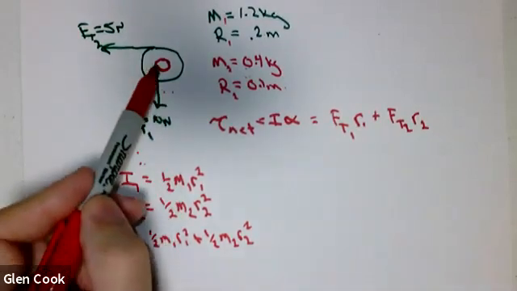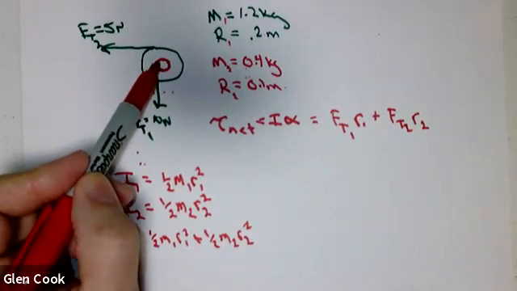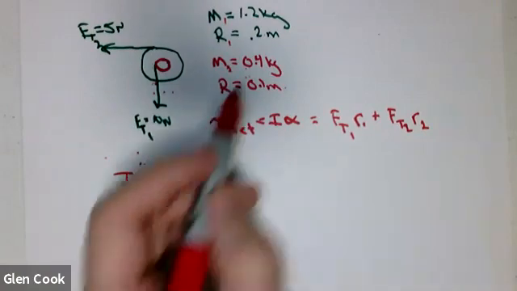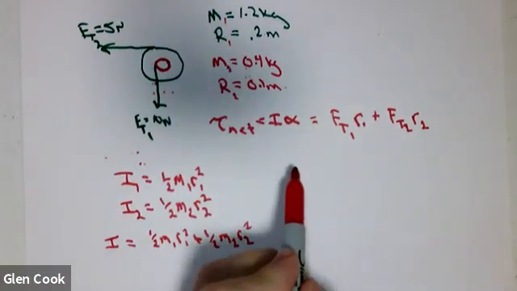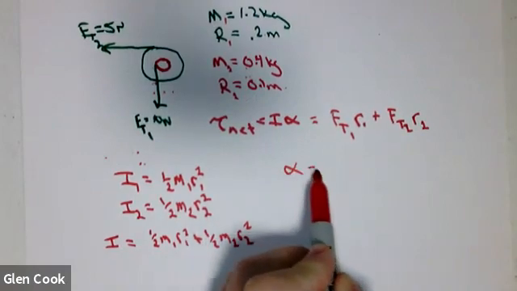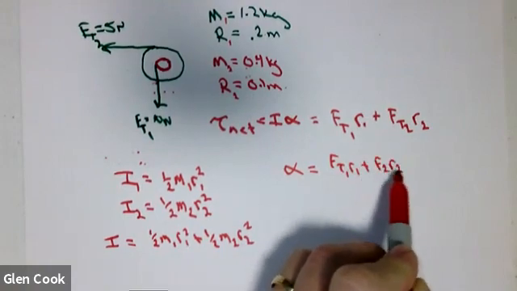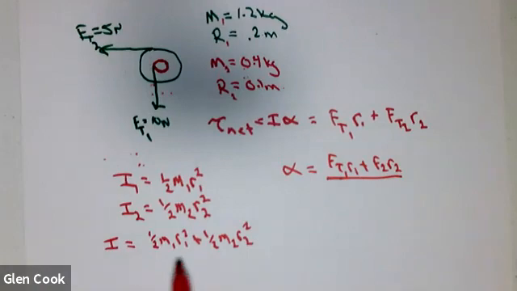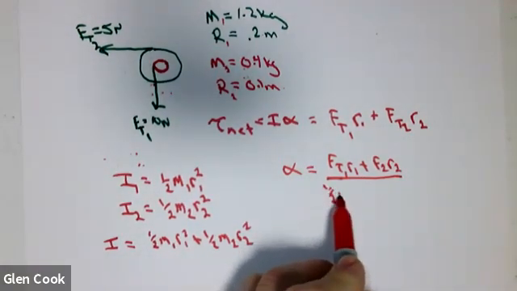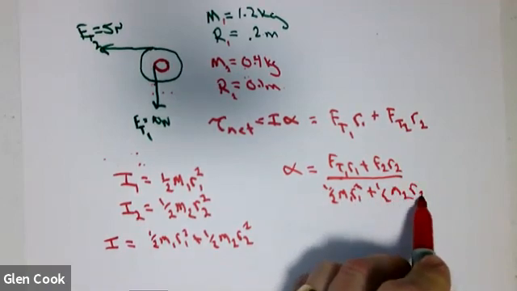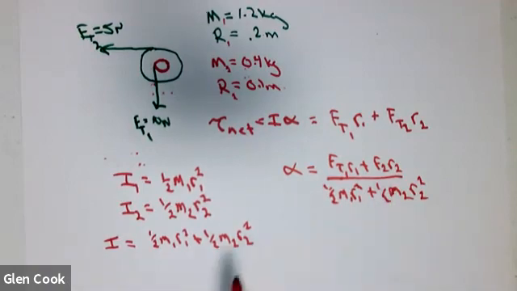So when I have multiple pieces, then I have to take into account their effect on the system. And so I could come out and solve a number here. So alpha, let's just narrow this down. Alpha will be equal to force tension 1, radius 1, plus force tension 2, radius 2, divided by I, where I is 1/2 m1 r1 squared plus 1/2 m2 r2 squared. And so we plug in the numbers and go with it, right?